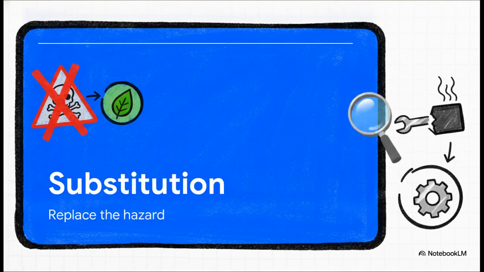Moving just one step down into that green tier, we find substitution. The action defined here is to replace the hazard, meaning you still have a job or a process you need to get done, but you swap out the highly dangerous element for a much, much safer alternative.